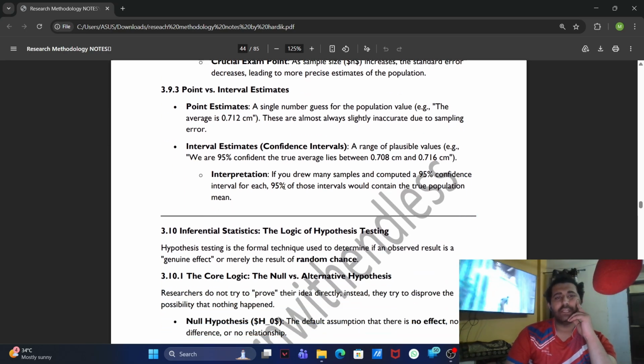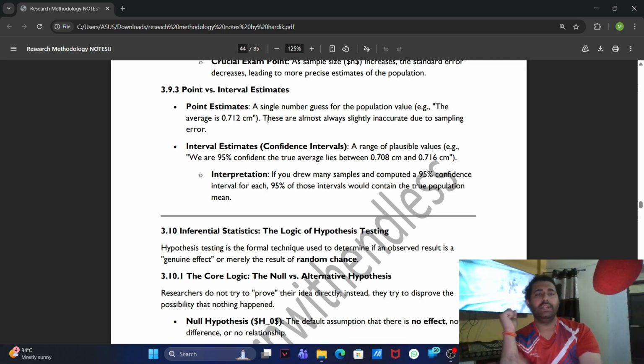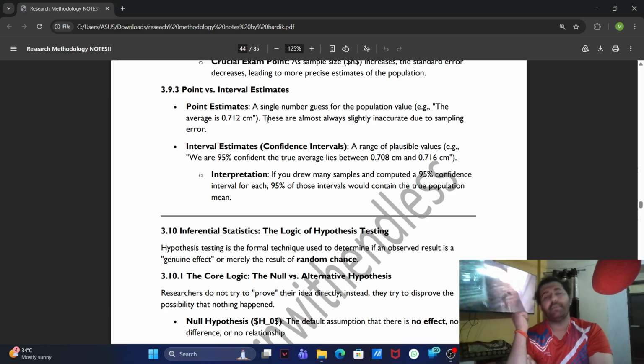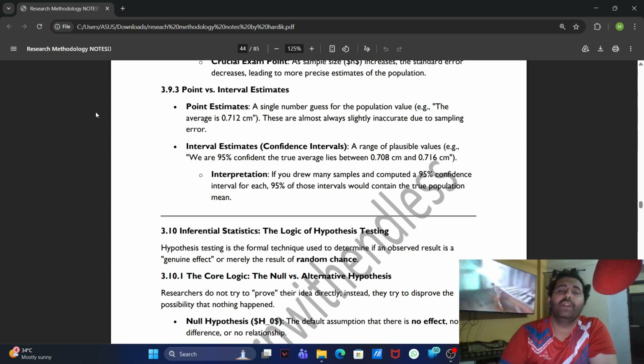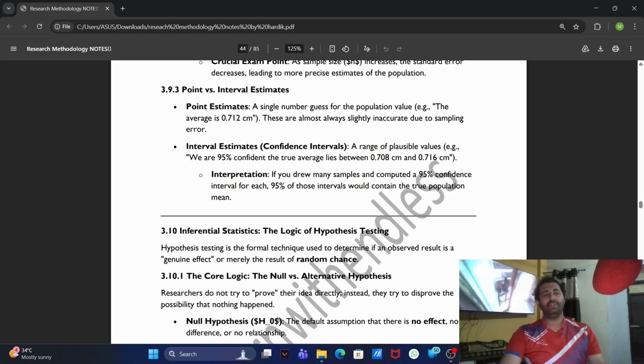Point versus interval estimates. Point estimates: a single number guess for the population value. Example: the average is 0.712 centimeter. These are almost always slightly inaccurate due to sampling error. Interval estimates, confidence intervals: a range of possible values. Example: we are 95% confident the true average lies between 0.708 centimeter and 0.713 centimeter. Interpretation: if you drew many samples and computed a 95% confidence interval for each, 95% of those intervals would contain the true population mean.